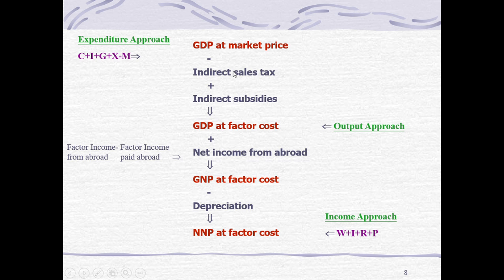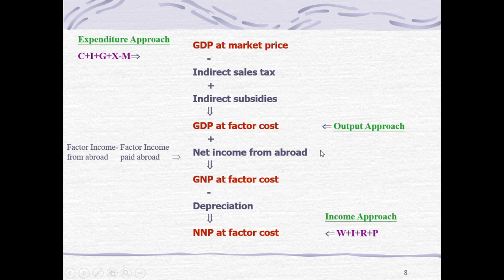So subtracting indirect tax and adding indirect subsidies gives us gross domestic product at factor cost. In other words, if you want to change anything from market price to factor cost, you have to subtract indirect tax from that and then add subsidies to it. Now, having gross domestic product at factor cost, we need to add net income from abroad. Let me explain net income from abroad.